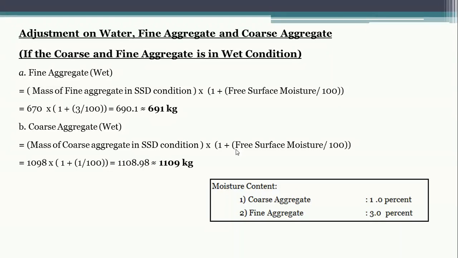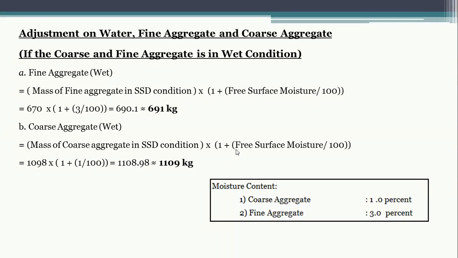But here both fine and coarse aggregate are in the wet condition. So fine aggregate in wet condition is equal to mass of fine aggregate in SSD condition into 1 plus free surface moisture divided by 100. This is the formula for the wet condition. The formula for dry condition is mass of fine aggregate in SSD condition divided by 1 plus water absorption by 100. Here we use the wet condition, so it is into 1 plus free surface moisture by 100.